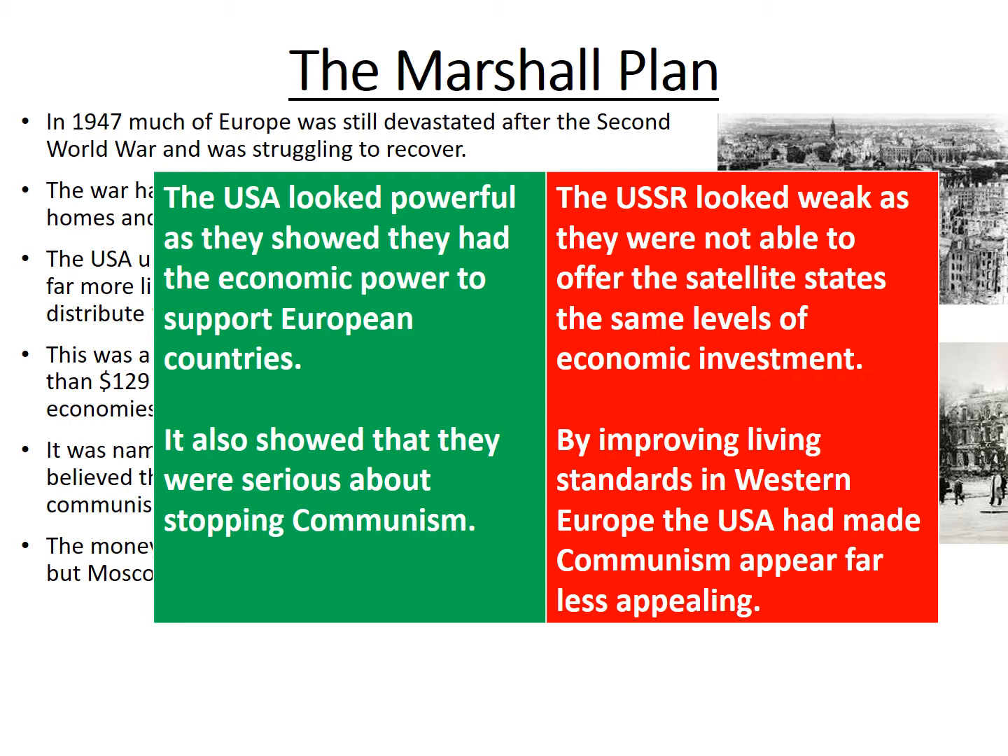They've shown they can use their economic power to support European countries. It also shows that they're actually serious about stopping communism. And up until this point, the USA had really been all talk. They'd not done anything. But by actually distributing this Marshall Aid money, they're showing Europe that they mean what they say, that the Truman Doctrine is not just words, that they will do something to stop communism, which makes European countries believe they can rely on the USA.